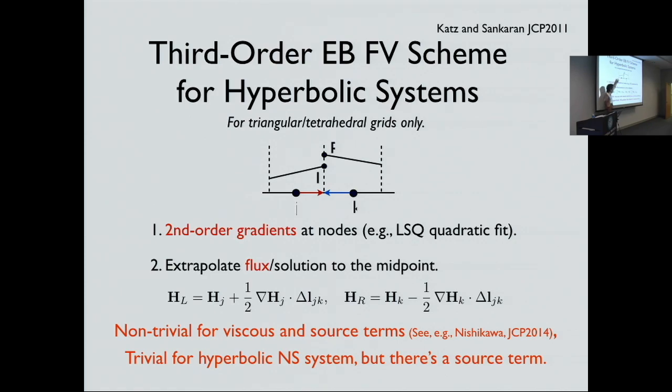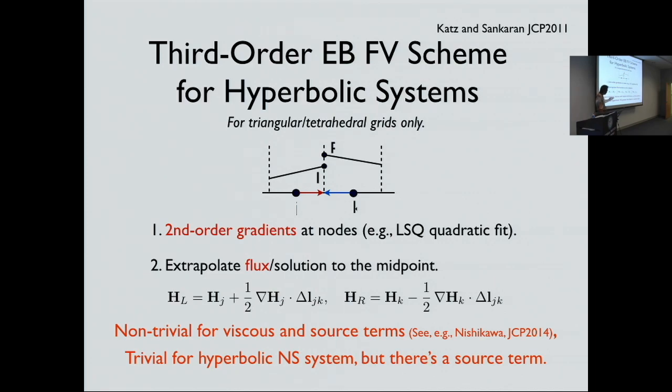So we still do the linear extrapolation to the midpoint, but the gradient now needs to be computed to second order accuracy on irregular mesh, which means we need to use a quadratic fit, not a linear one. And we also extrapolate the flux, as well as the solution, to the midpoint. These two modifications will make this edge-based scheme third order accurate.